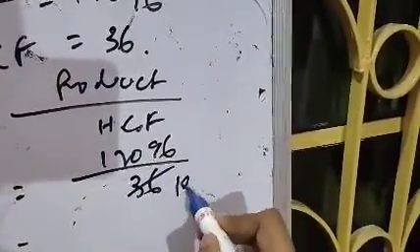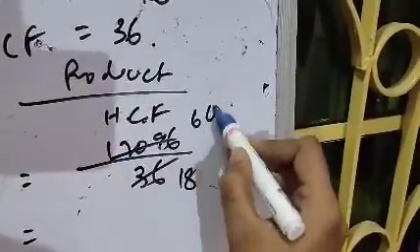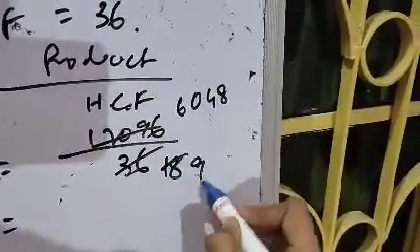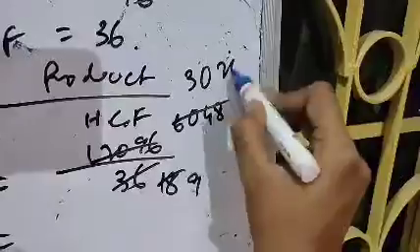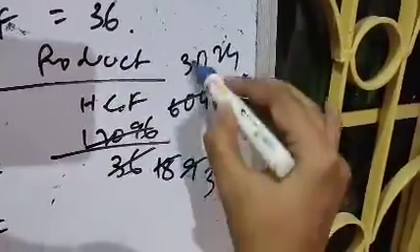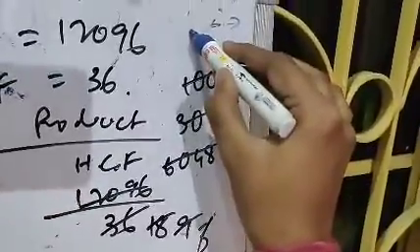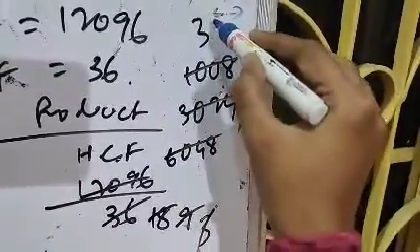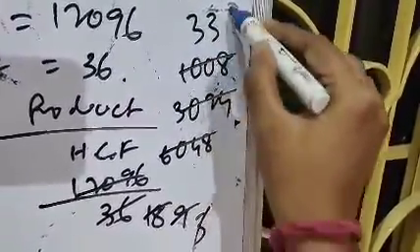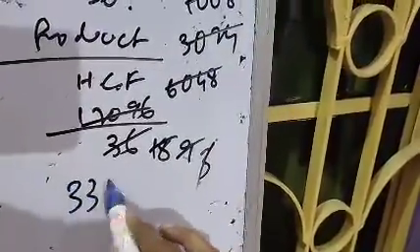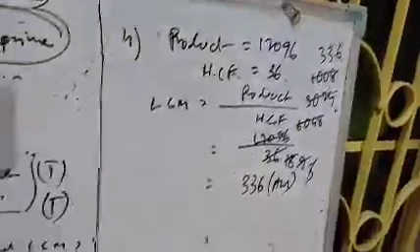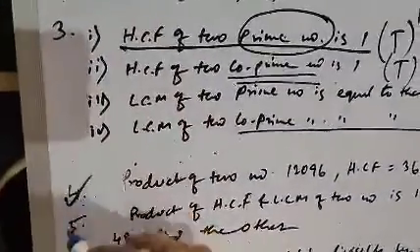So 2 18s are 36, 2 6s are 12, 0, 4, 8, 2 9s are 18, 3 3s are 9, so the answer will be 336. Clear? Question number 4 is complete. Next, question number 5.